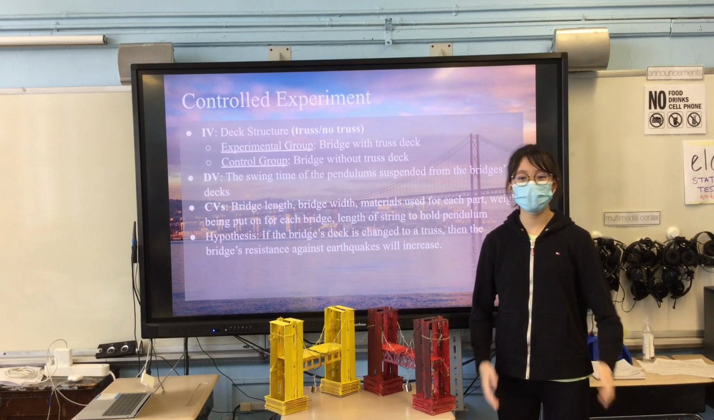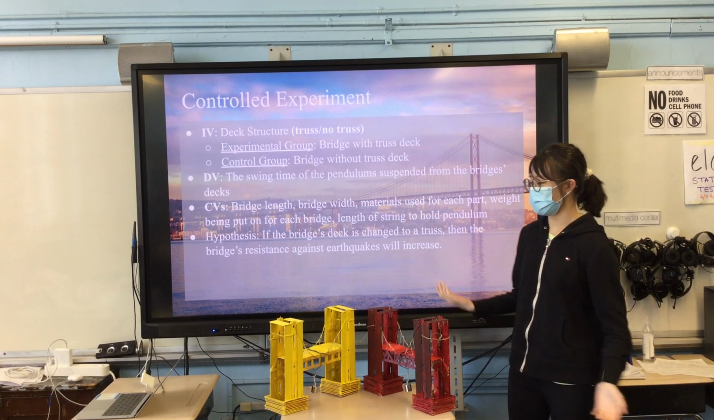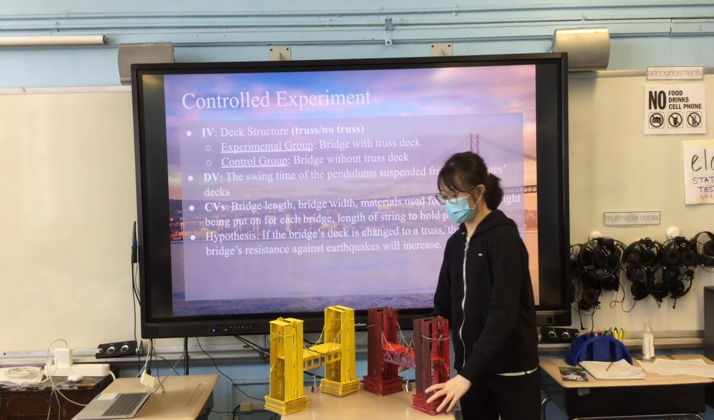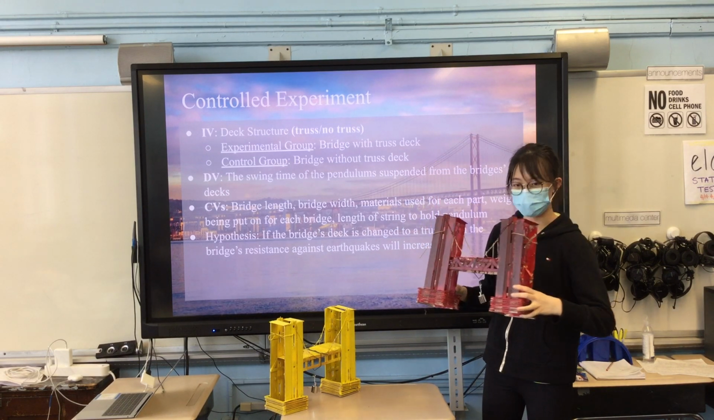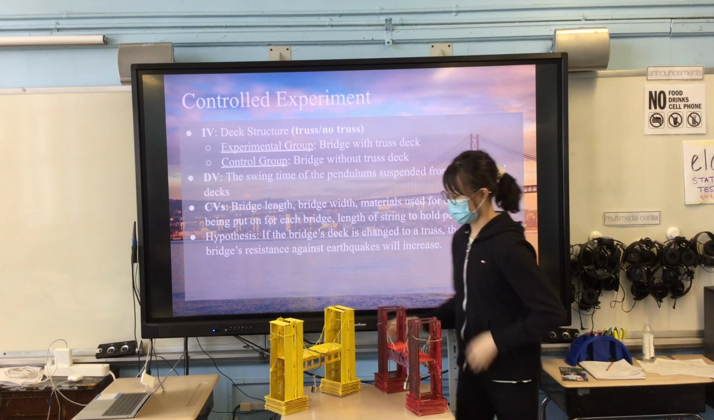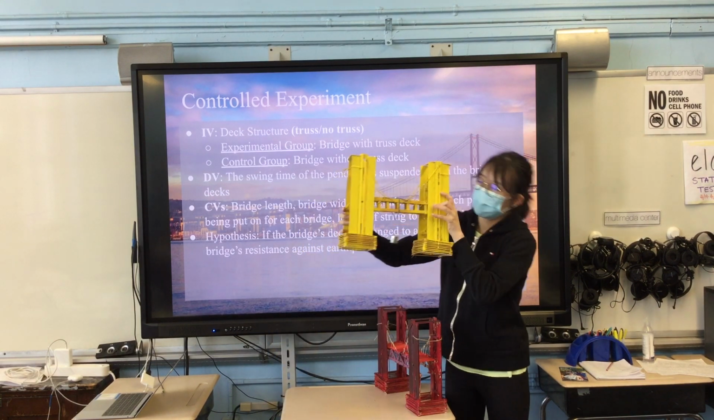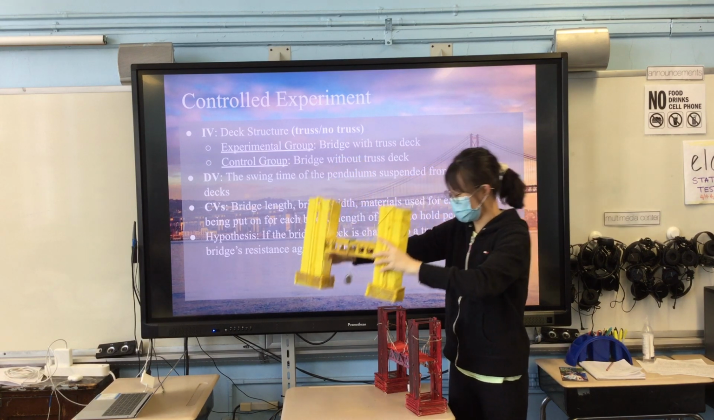We had the independent variable, which is the deck structure. One of them has a truss and the other doesn't. So the bridge with the truss deck, which is this red bridge over here, is the experimental group. And this yellow bridge without the truss deck, which only has the vertical columns for the superstructure, is the control group.